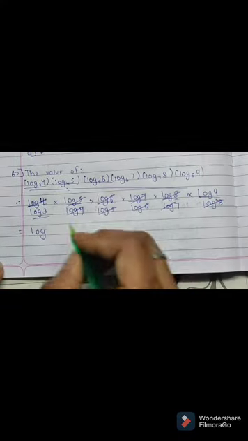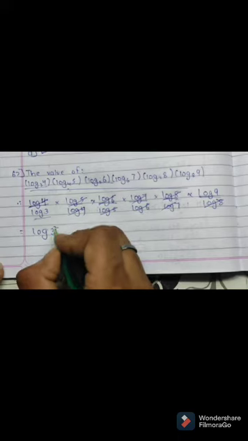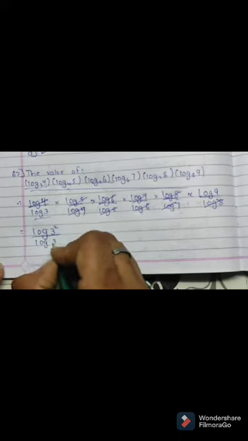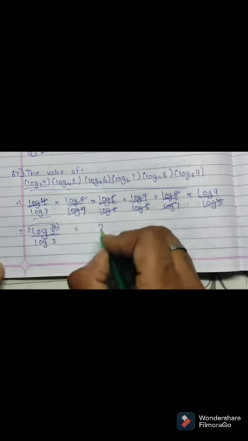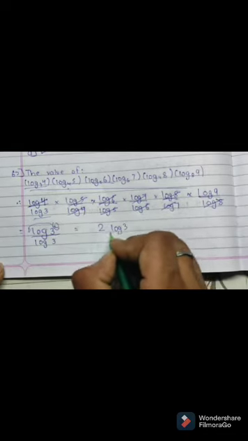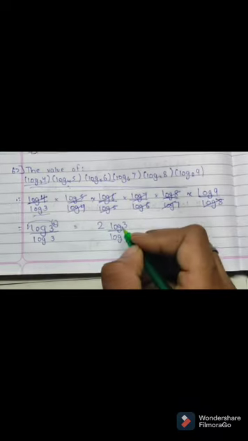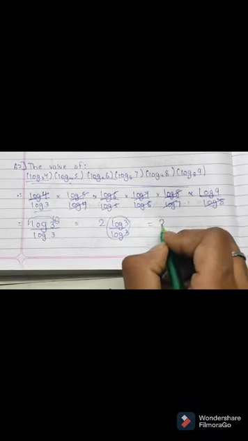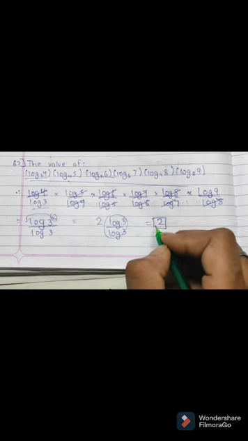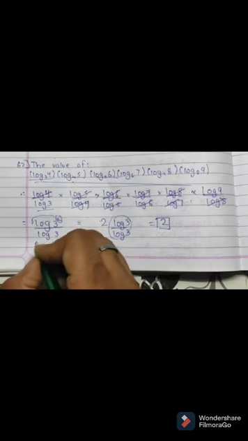Now 9 can be written as 3 square upon log 3, which will be equal to, now this power will come here, so 2 log 3 upon log 3. Now this will become 1. So our answer is 2. So correct option is A.